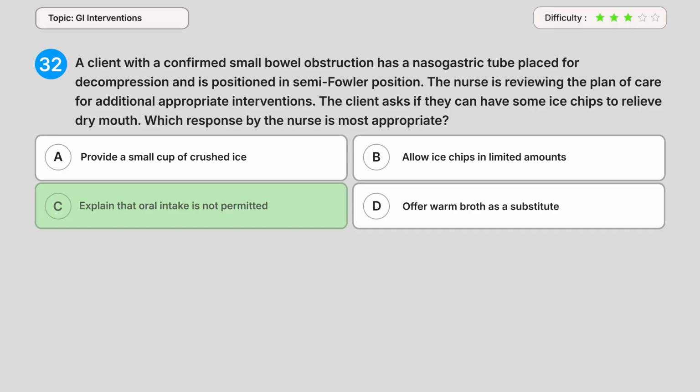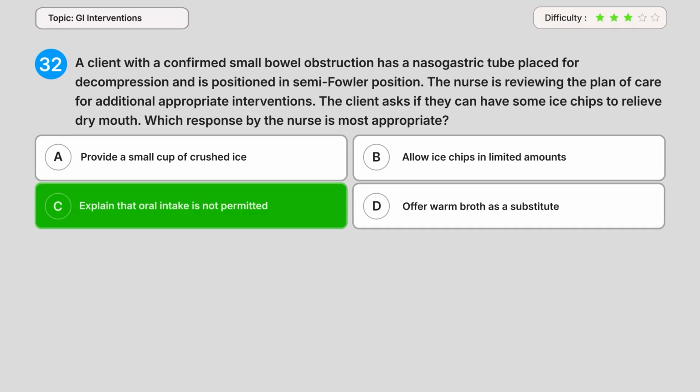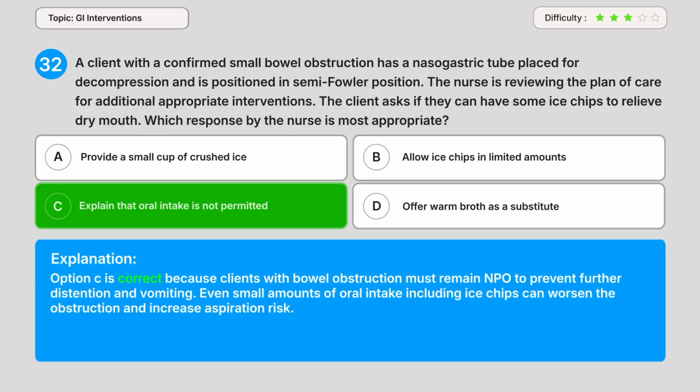Correct answer, C. Explain that oral intake is not permitted. Explanation. Option C is correct because clients with bowel obstruction must remain NPO to prevent further distension and vomiting. Even small amounts of oral intake, including ice chips, can worsen the obstruction and increase aspiration risk.